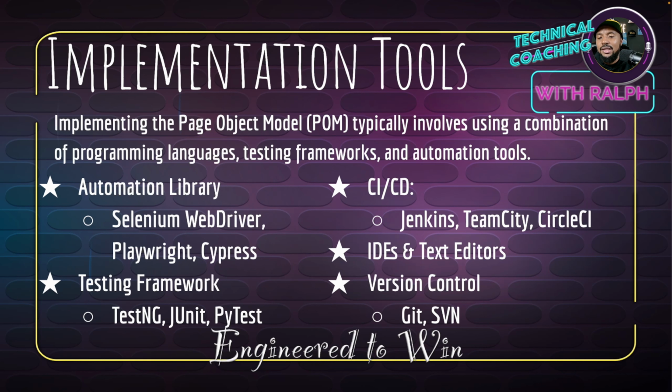Then we have the CI/CD pipeline, where you can be using Jenkins, you can be using TeamCity, you can be using CircleCI, and there are tons of other ones as well. But to me, those are probably the three most popular. You can also actually use GitHub, I believe, as your CI/CD pipeline as well, right?